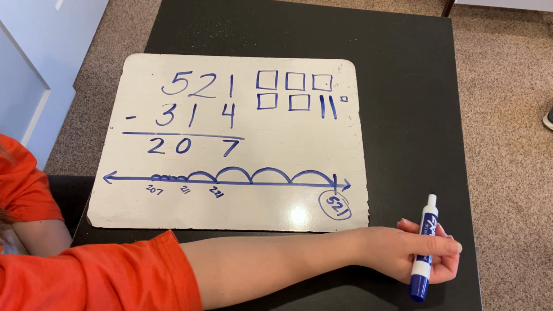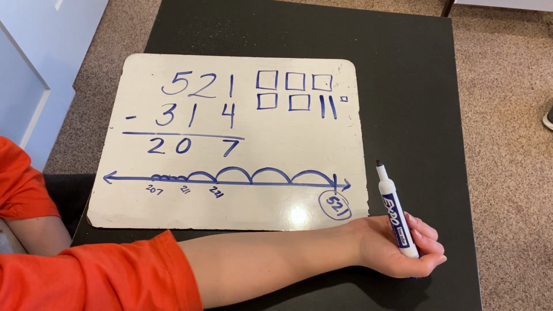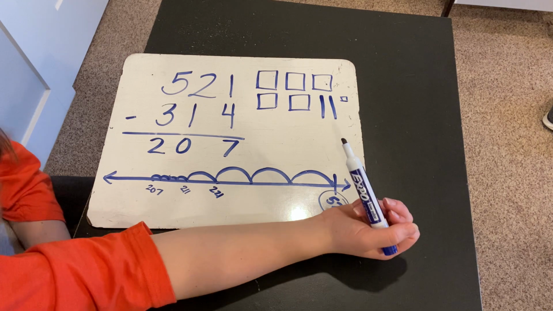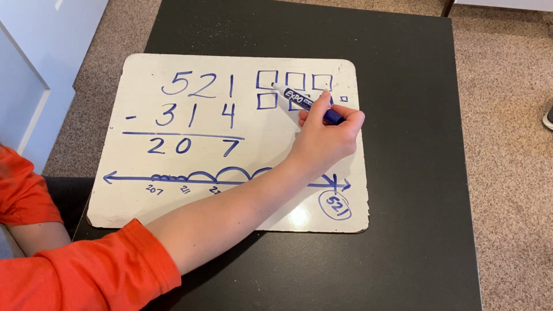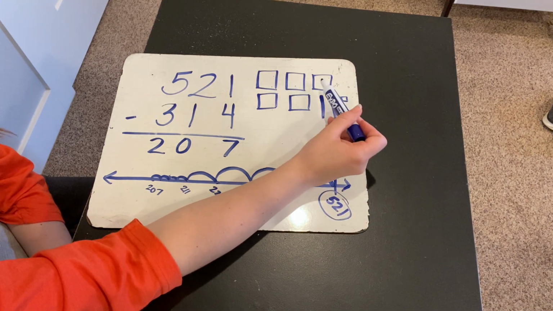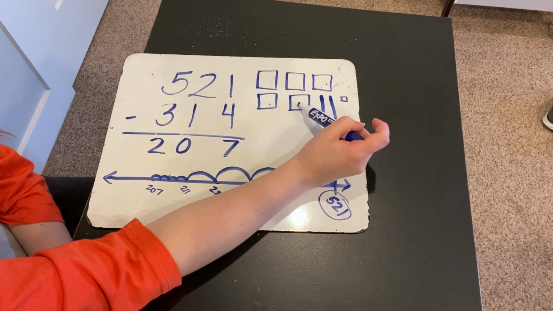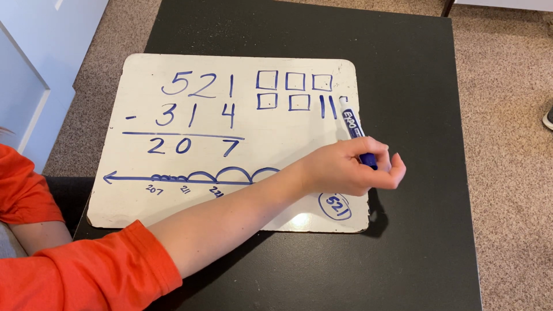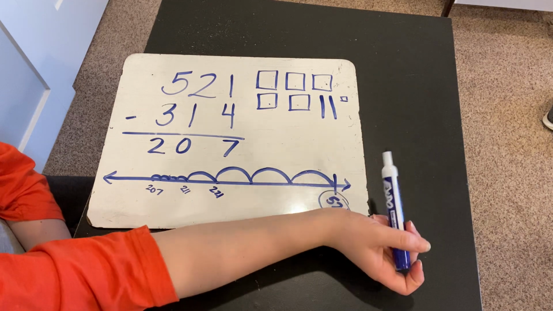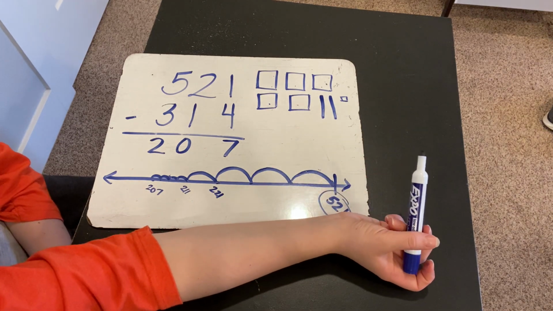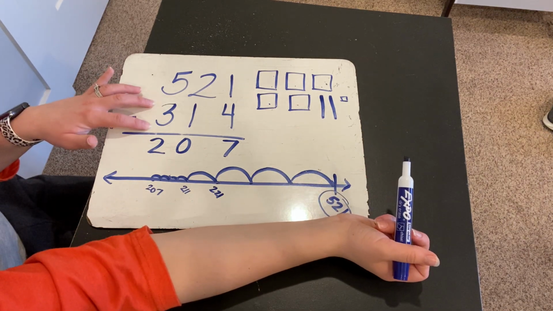Now before we subtract, I want you to count this and double check to make sure it's 521 before we start to solve. So let's count. 100, 200, 300, 400, 500, 510, 520, 521. All right, so now we're ready to take away 314.